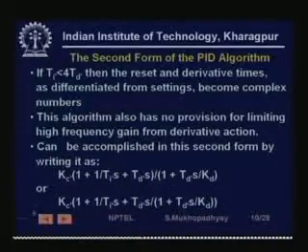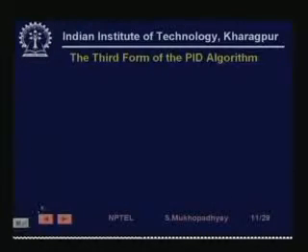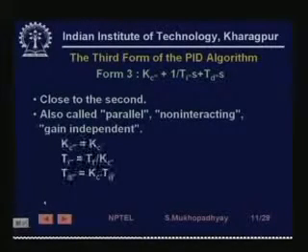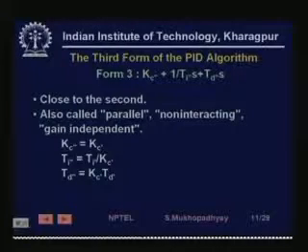So, if you look at the third form, that's the most quote unquote theoretical form. It's close to the second, but it's completely parallel in the sense that the three coefficients Kc, Ti and Td are totally decoupled. You can change any one of them without changing the other. So, in that sense it is completely parallel and completely non-interacting, and to stress the fact that even Kc is not interacting, it is sometimes called gain independent, and these are the standard equations which you get.